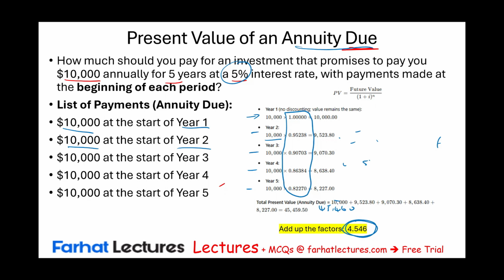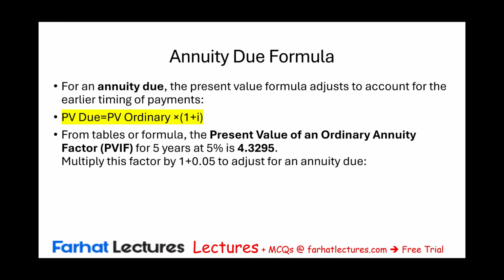If you are not given the table, that's fine. All you have to do is find the ordinary annuity and multiply it by, so the present value of an annuity due, the formula is the present value of an ordinary annuity times 1 plus i. That's all you have to do. So you would look at the present value of an ordinary annuity, n equal to 5 and 5%.